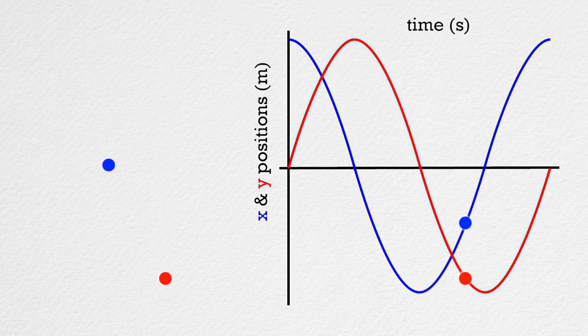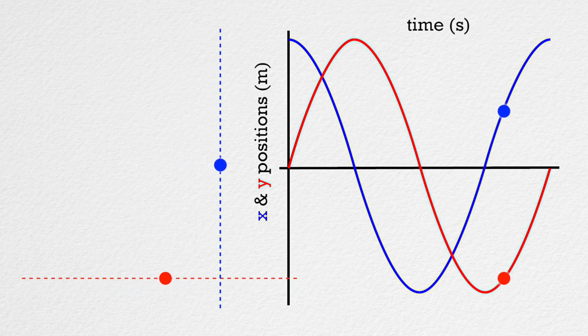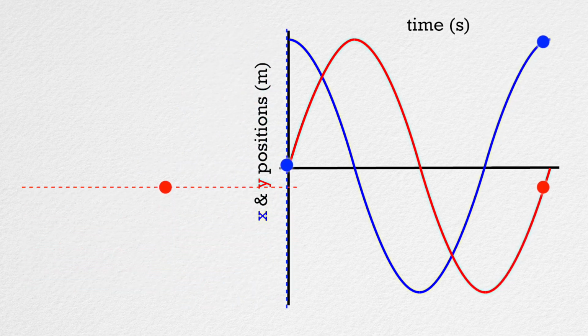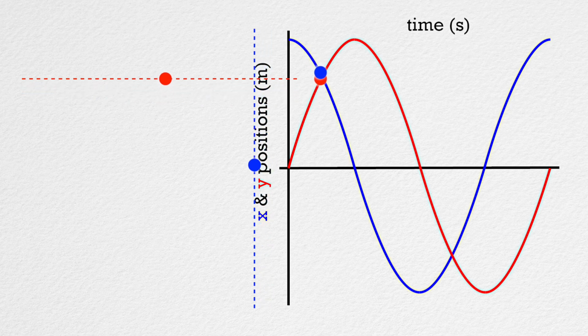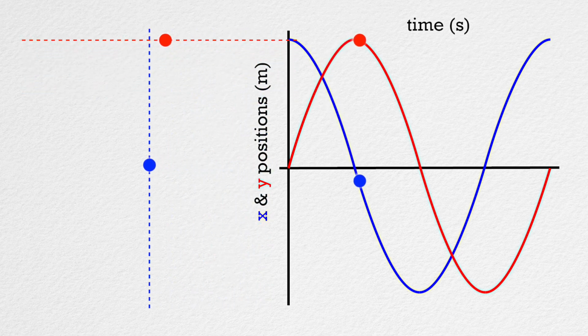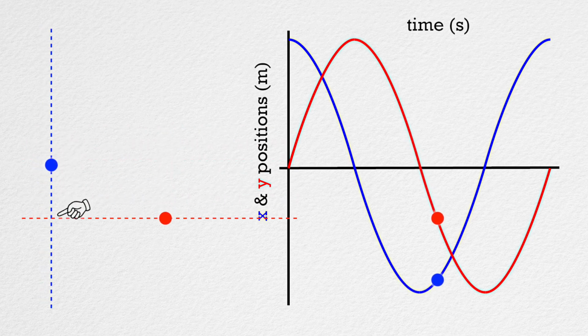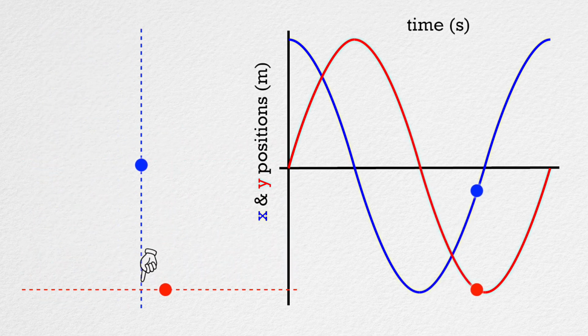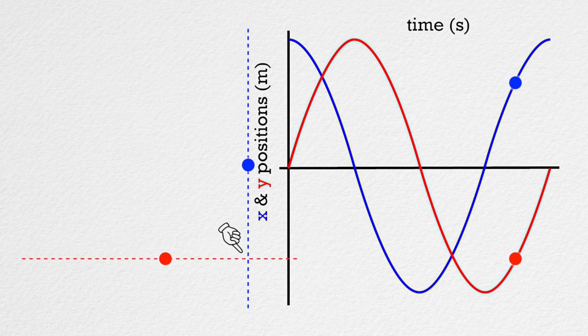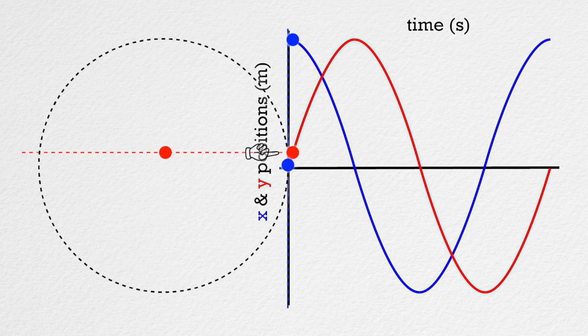Let's go back to looking at the dots on the left and add lines to indicate where the intersection of these motions occur. Can anybody tell me what the shape of the intersection of those lines creates as a function of time? It's a circle. Wow, it is a circle.